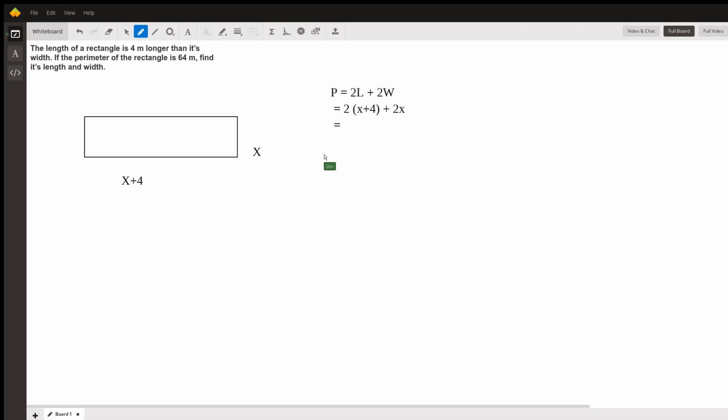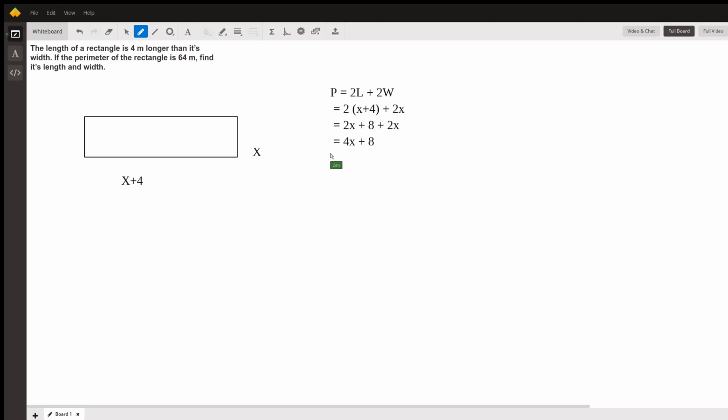And we can reduce this down in algebra. 2x plus 8 plus 2x. And we can continue reducing this algebra expression: 4x plus 8. And that is the perimeter. Remember, the perimeter value is going to be 64.